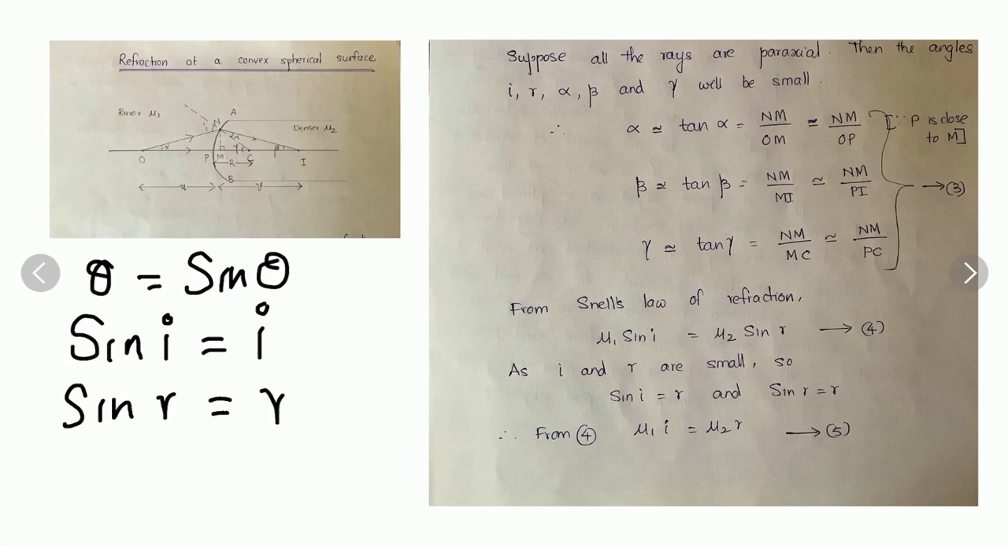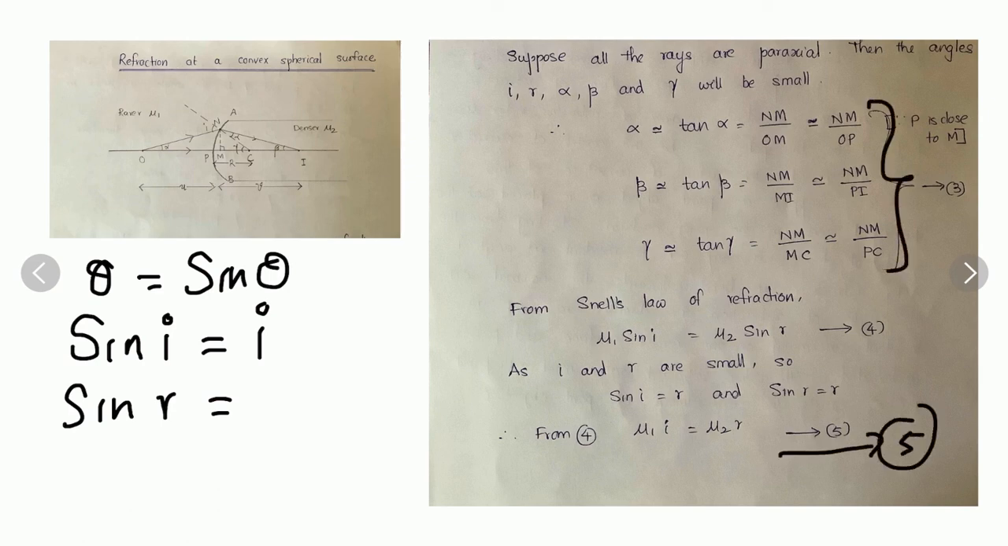So substitute these two values, I and R, in this equation 4. Mu1 sin I is equal to mu2 sin R. In place of sin I, we will substitute I, and in place of sin R, we will substitute R. So we will get mu1 I is equal to mu2 R. This is equation number 5.